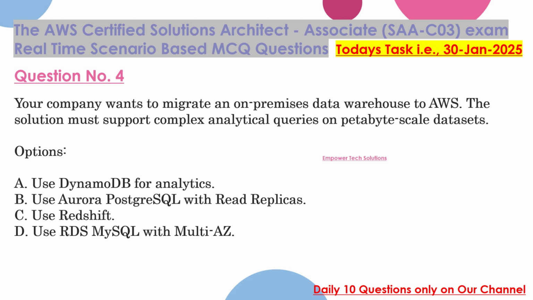Question 4. Your company wants to migrate an on-premises data warehouse to AWS. The solution must support complex analytical queries on petabyte-scale datasets. Options: A. Use DynamoDB for analytics. B. Use Aurora PostgreSQL with read replicas. C. Use Redshift. D. Use RDS MySQL with multi-AZ.